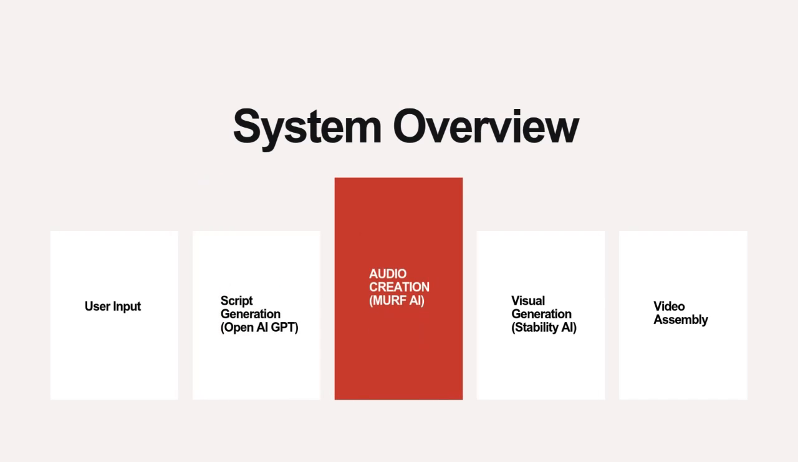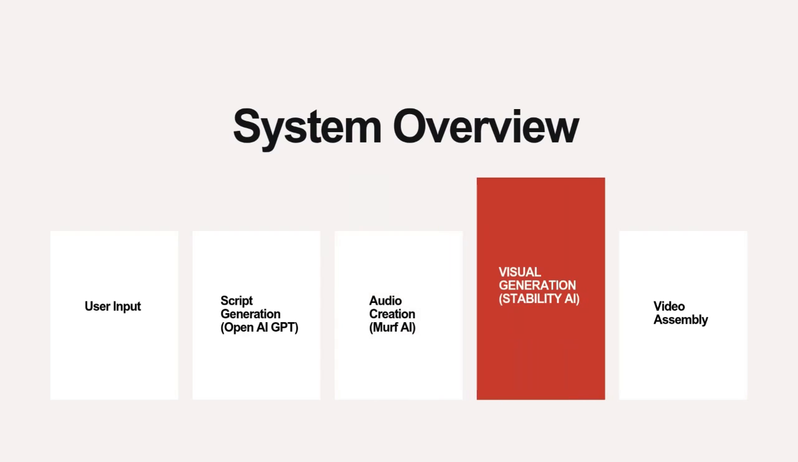Moving on to step 3, Audio creation via Murf AI. At this step, the script goes to Murf, which generates dynamic, natural sounding voiceovers. Now to step 4, Visuals via Stability AI. Here, the image prompts generate beautiful visuals, then get animated for motion.